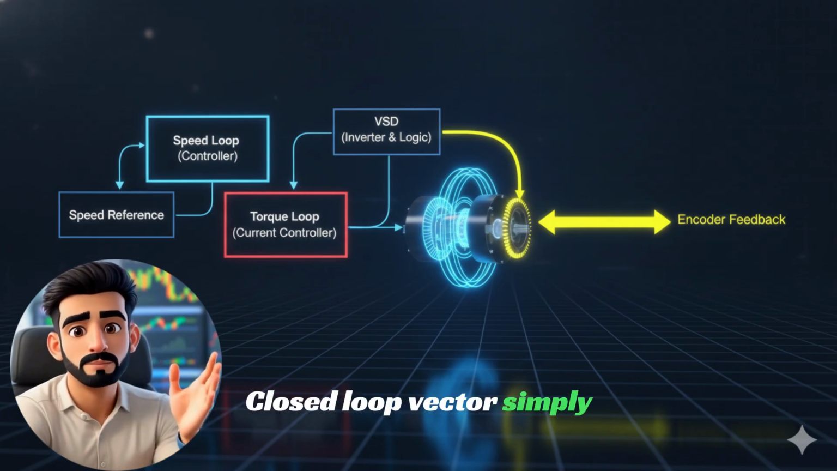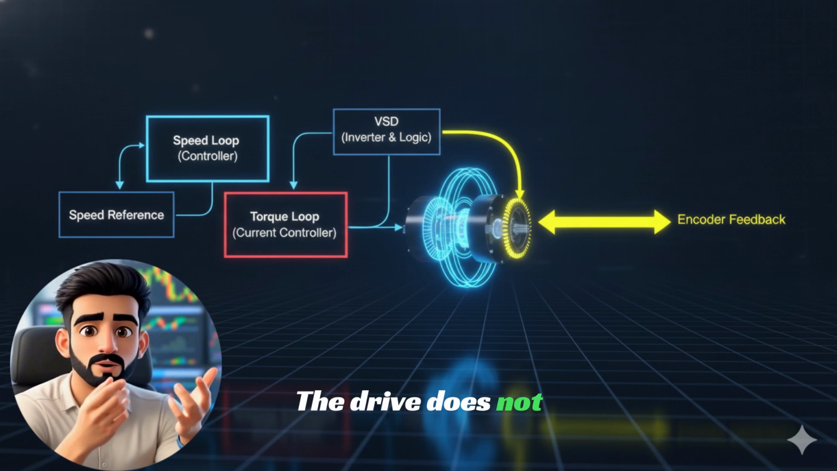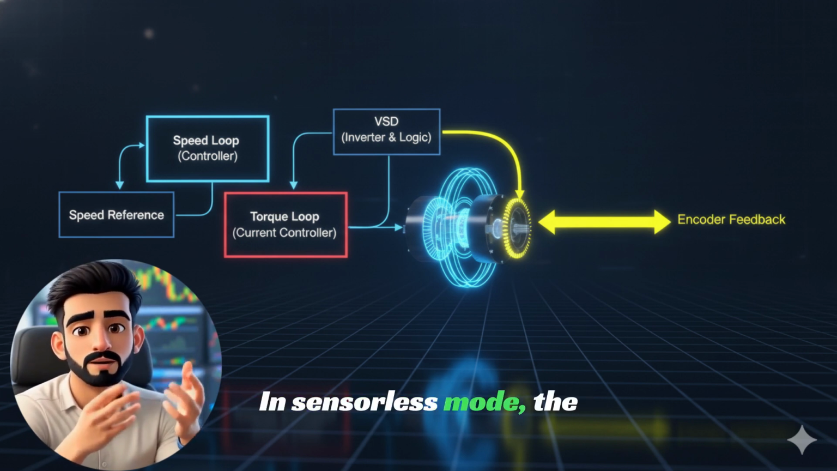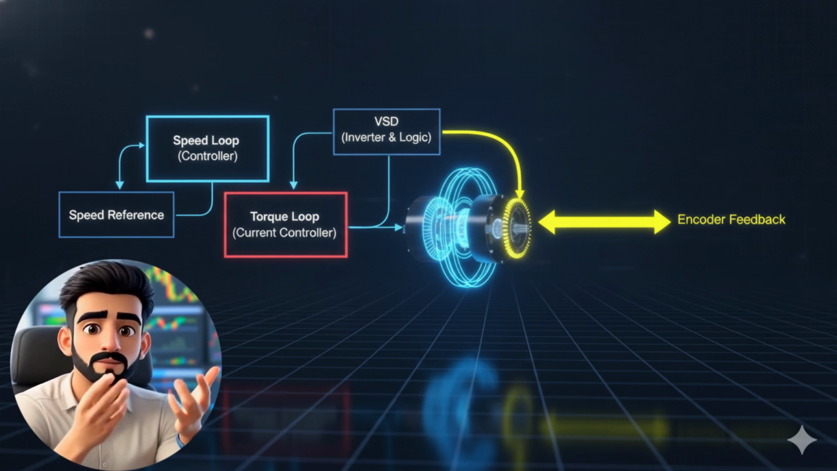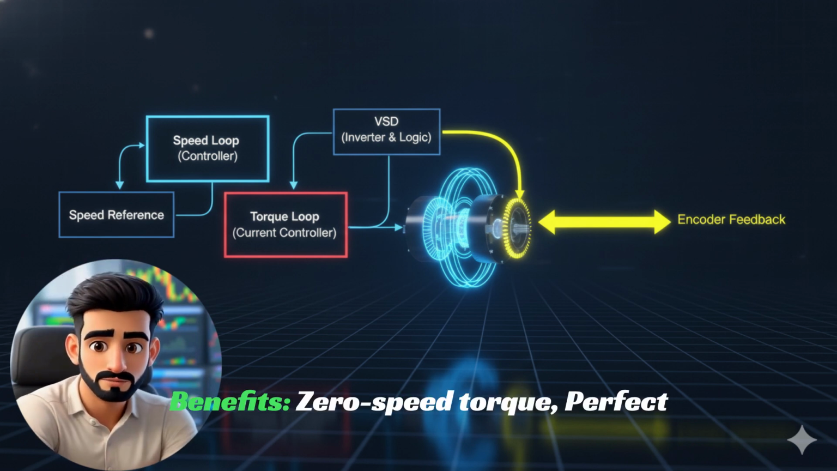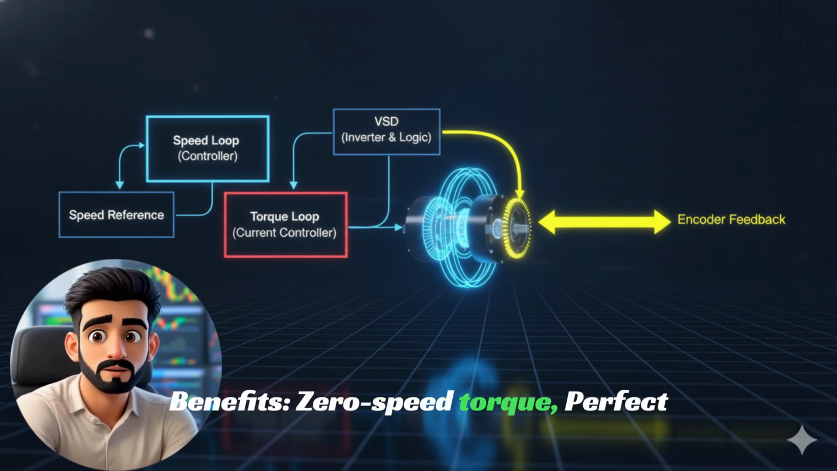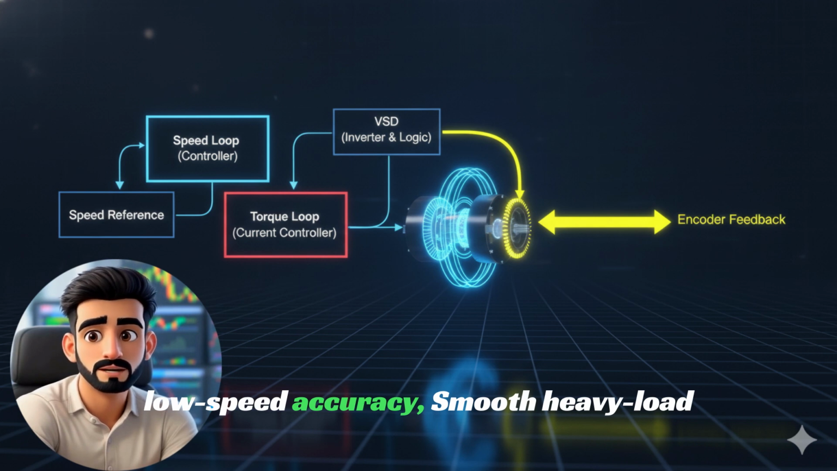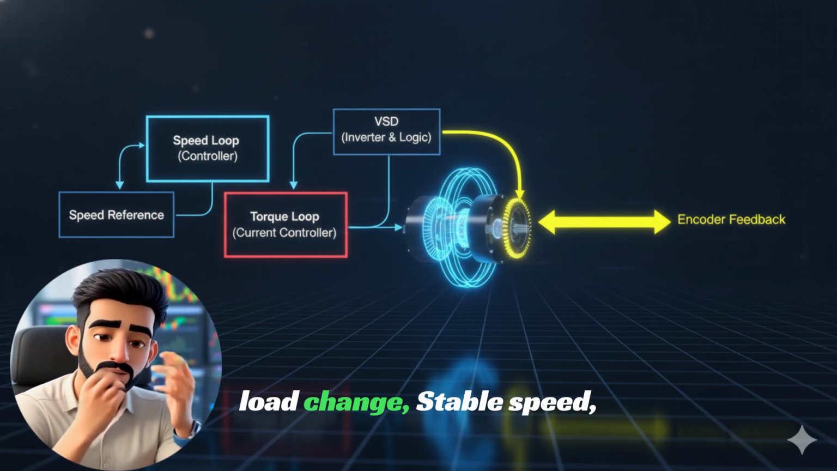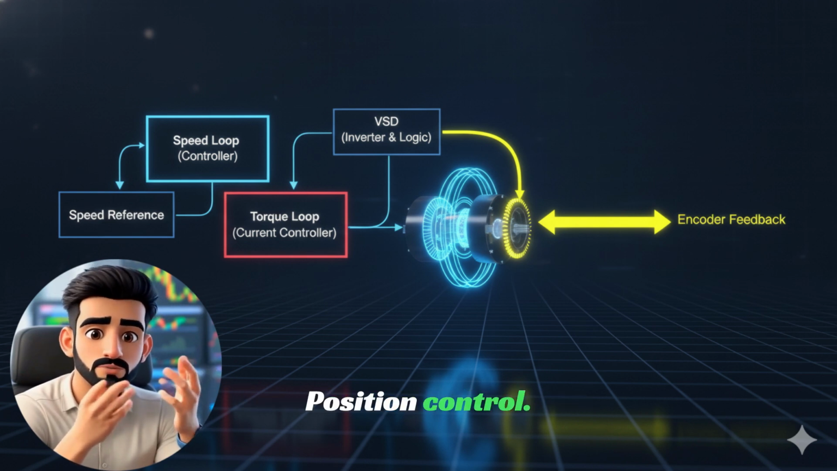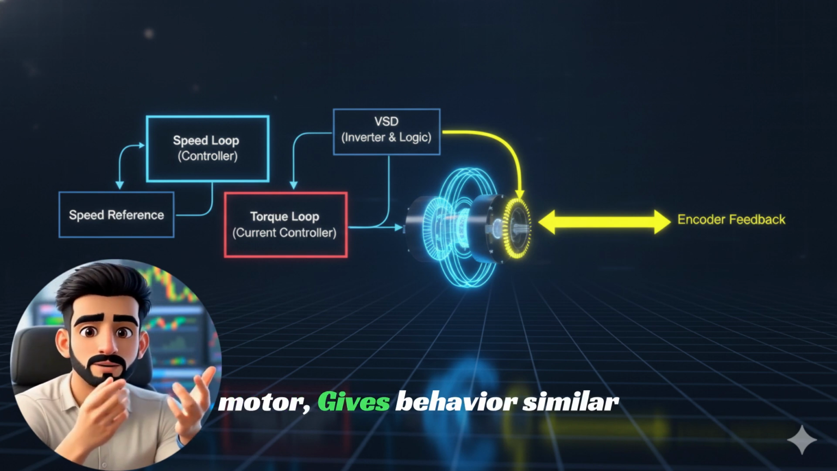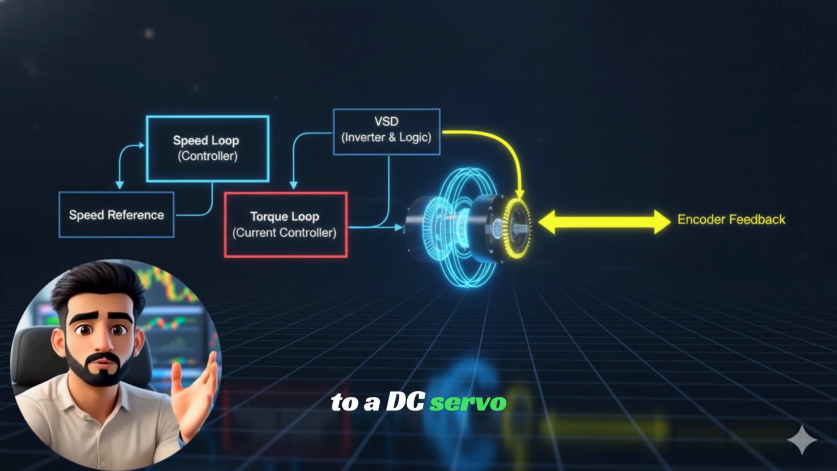Closed loop vector simply means the drive does not guess, the drive measures. In sensorless mode, the drive estimates the speed. In closed loop mode, the drive takes the real speed from the encoder. Benefits: zero speed torque, perfect low speed accuracy, smooth heavy load start, instant correction on load change, stable speed, position control. Closed loop vector, AC motor, gives behavior similar to a DC servo motor.